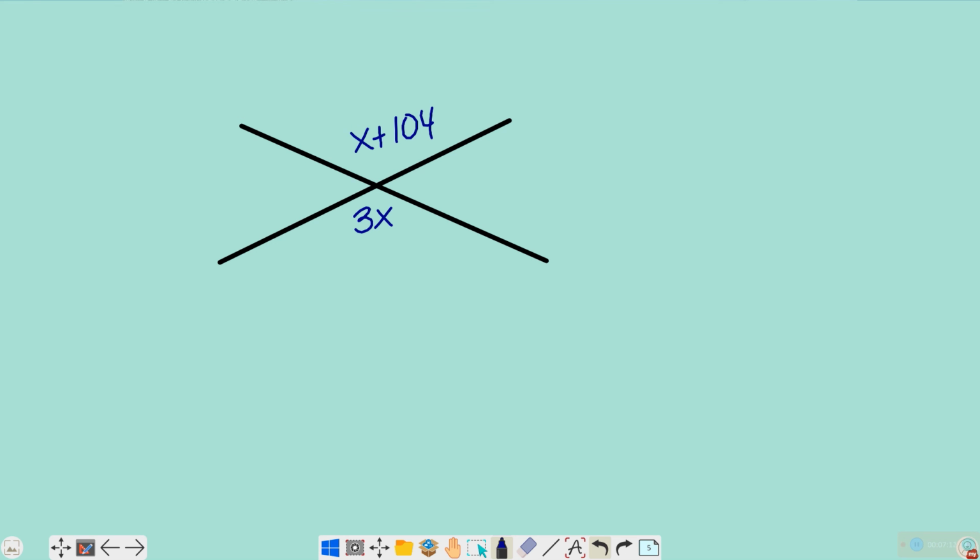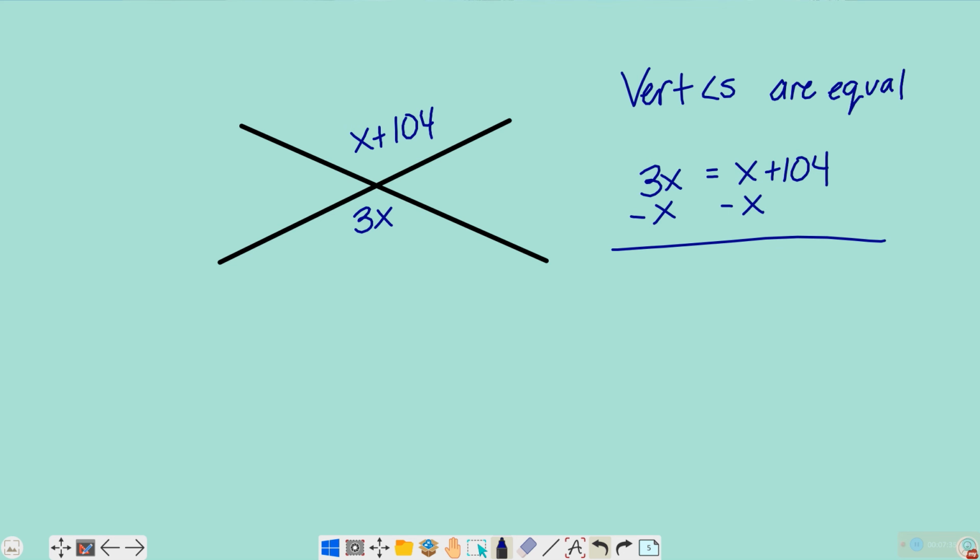For this one, we need to use vertical angles. And vertical angles are equal in measure, which means I get to set 3x equal to x plus 104. Then I need to subtract x from both sides to get rid of it on this side. And 3x minus 1x leaves us with 2x. And over here we just have 104.